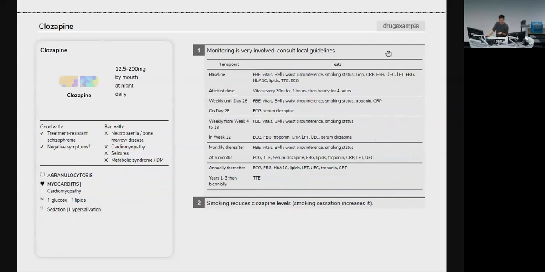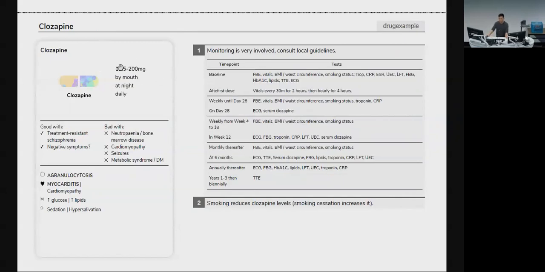And I'm afraid you do need to know this. Maybe not rote memorized, but you need to know essentially that there are certain time points where you do an ECG, you do a TTE, and you have to do a whole battery of blood tests. So FBE, troponins, CRP, ESR, all of this biochemistry. And that's to get a baseline so you can monitor if these side effects are occurring, and you can titrate clozapine as necessary.